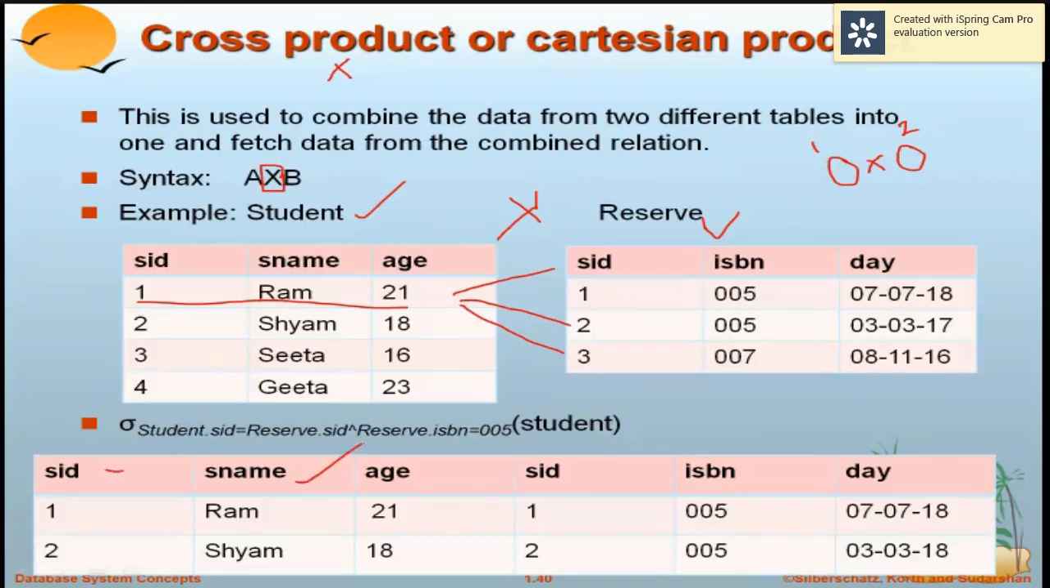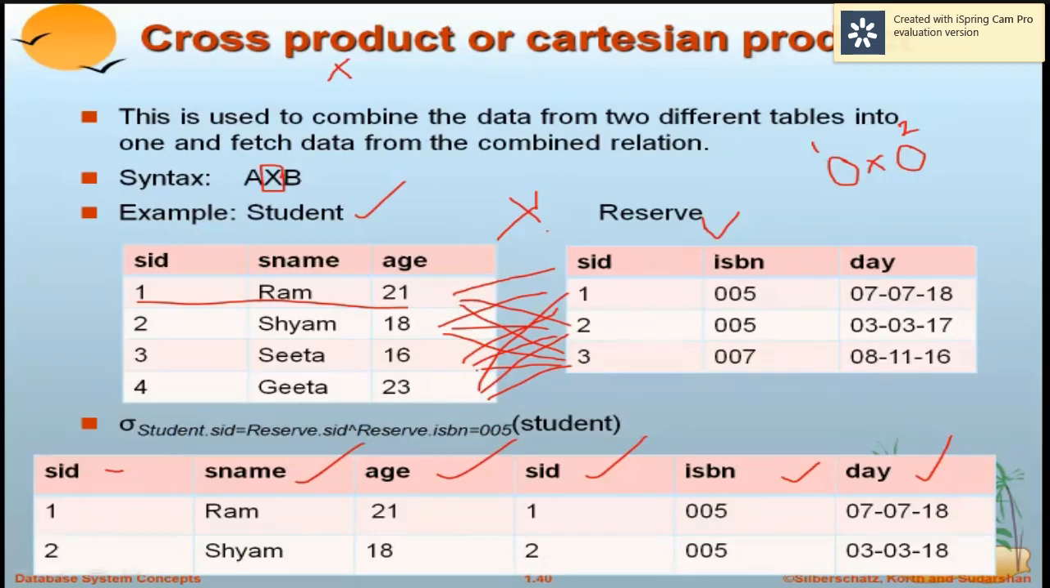SID, SNAME, age, again SID, ISBN and day. Same way, once this combination is over, the next combination will continue. That is, tuple 2 will be combined with the tuples of the second table. Once this is done, again the third tuple will combine with all the tuples of the second table. Once this is over, again the fourth one will combine with all the possible tuples of the second table. That means each one is combining with the remaining tuples of the second table. Then you can imagine how big the output will be if you apply a cross product.